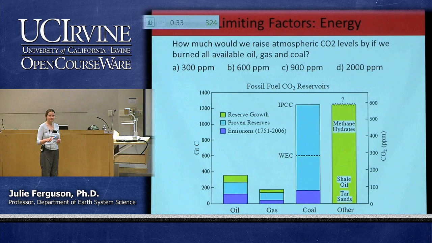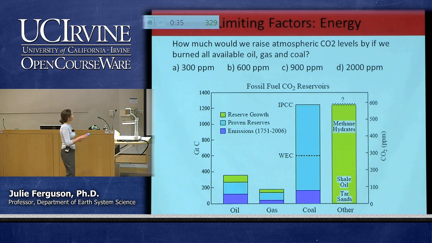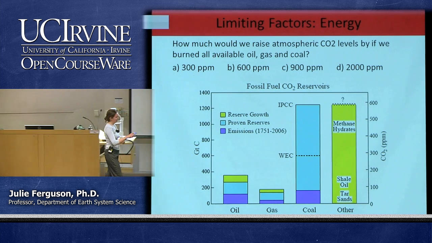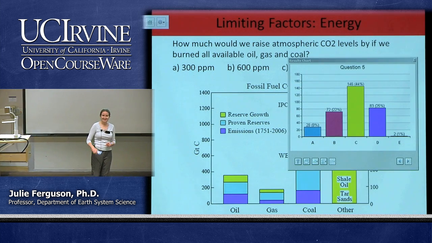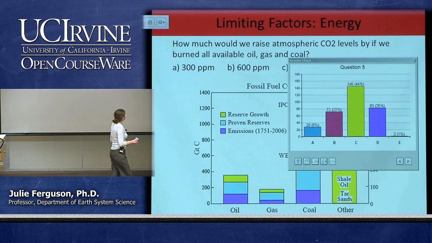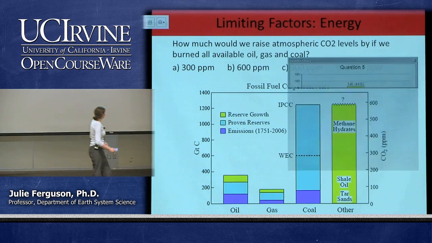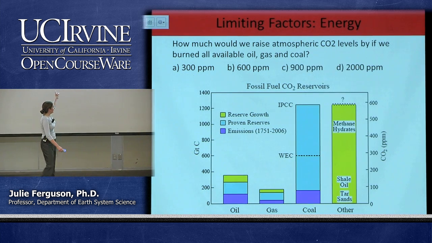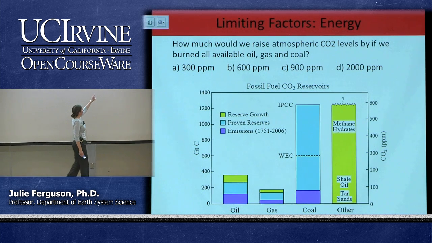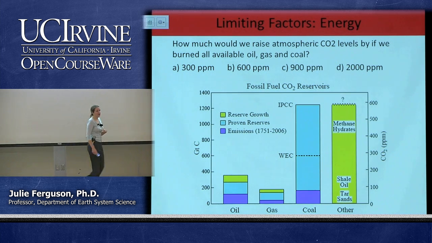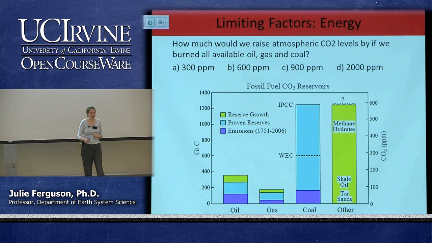Any final answers? Let's see how good everyone is at adding today. Reasonably good. We haven't done that well today, have we? But I would agree with C. Looks like we have about 200 parts per million of oil. We have about 100 parts per million of gas. And we have maybe 600 of coal. Okay, and all of those add up to 900.